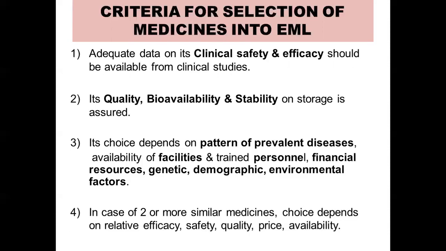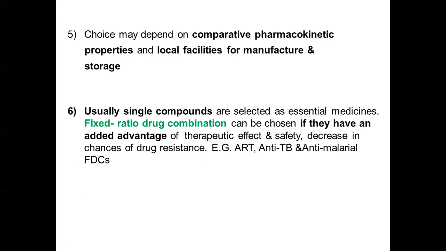Now, suppose there are two or more similar medicines. The choice will depend on the relative efficacy, relative safety, the relative quality, and the relative cost, and also the availability in that particular place. Then the choice can also depend on the comparative pharmacokinetic properties as well as the local facilities for manufacture and storage. So whichever drug can be easily manufactured in and around the place will be preferred over a drug which we may have to import, or which we are not very much accessible to. That is the idea of the local facilities for management and manufacture and storage.